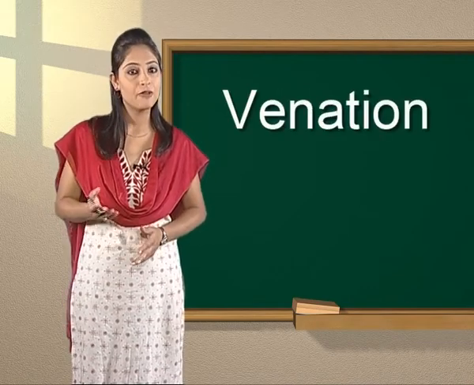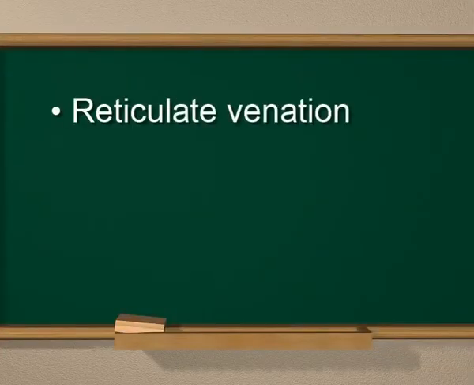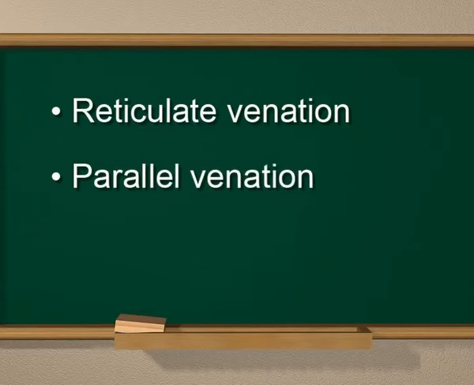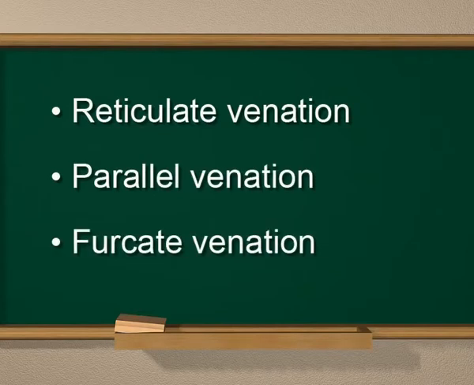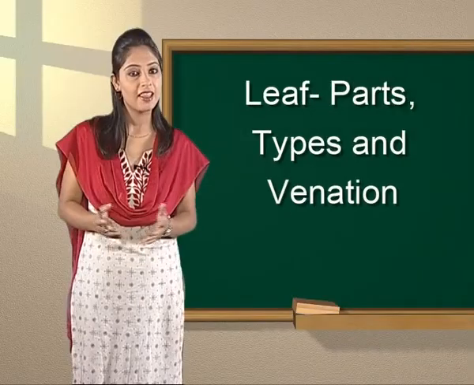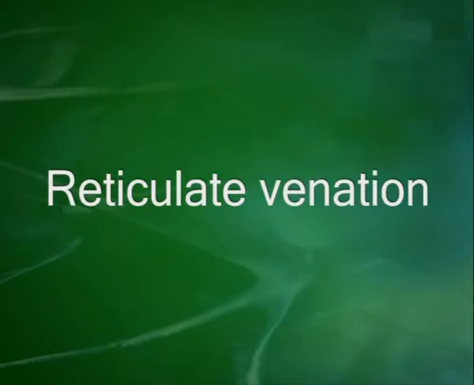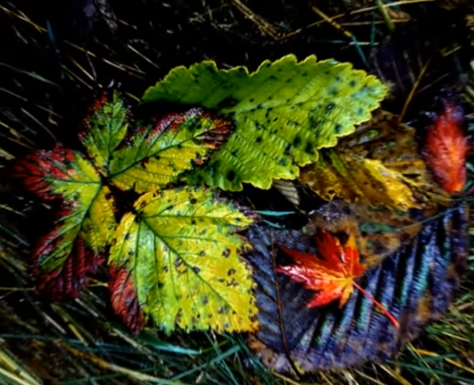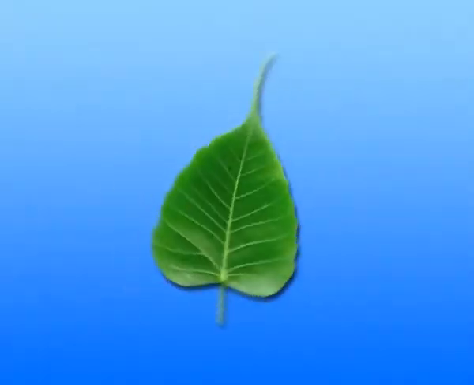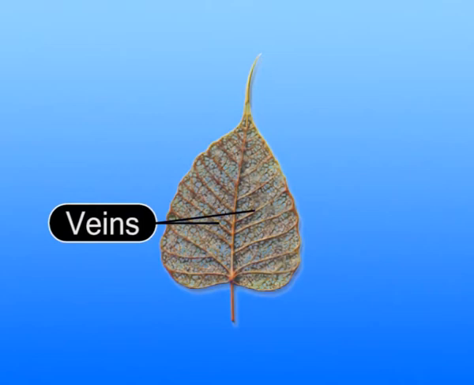Let us now discuss types of venation. Venation is of three types: reticulate venation, parallel venation, and furcate venation. Let us discuss these one by one. Reticulate venation. In reticulate venation, the veins are irregularly arranged to form a network. It means the veins are interconnected just like the strands of a net.